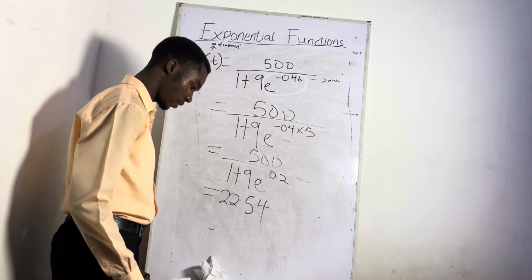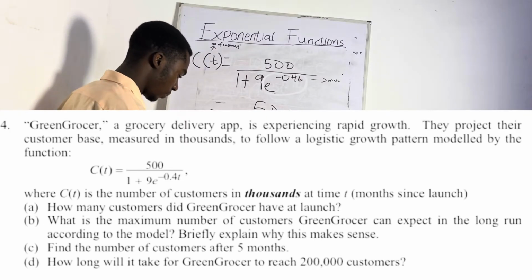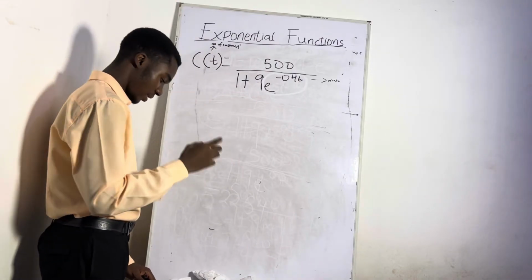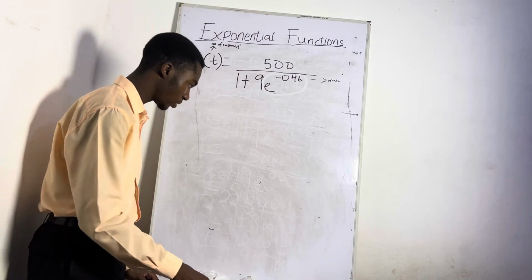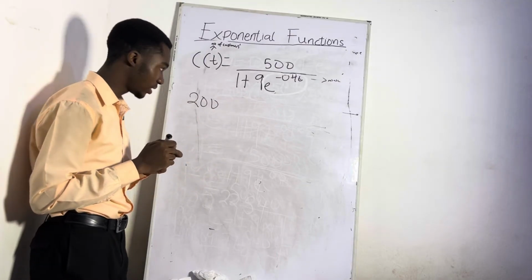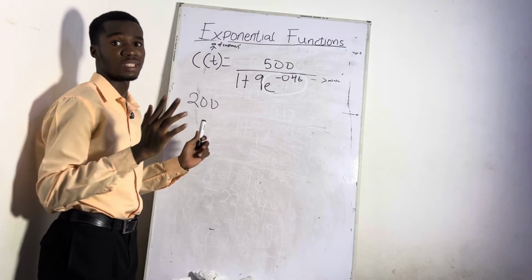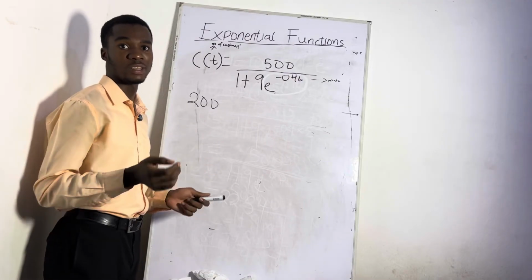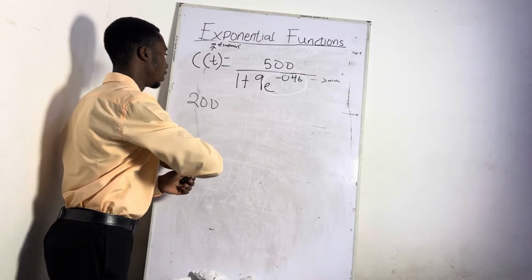Now let's move on to the last one, which is D. D says, how long will it take for Greengrocer to reach 200,000 customers? In the question, they said C of t is the number of customers in thousands. You get it? So since they are saying 200,000, our C of t will just be 200, not 200,000, because C of t is already measured in thousands. So we equate it to 200. Assuming they said 20,000, that means 20. Anytime they say it's measured in thousands and they give you, let's say, 200,000, you just take the 3 zeros from it. So we just equate all this to 200.